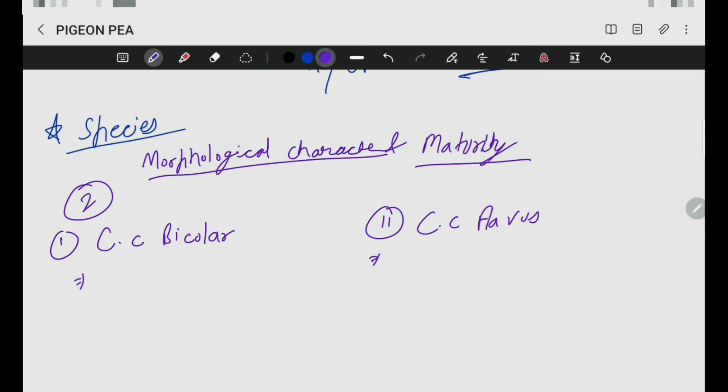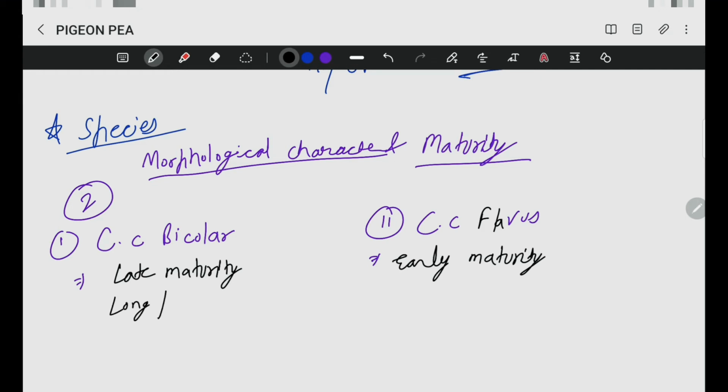So let's talk about late maturing variety. This one is a late maturing variety. Late maturity. Don't get confused. Let me write it clearly. Okay, this is an early maturing variety. This is a long plant height. These have short plant height.